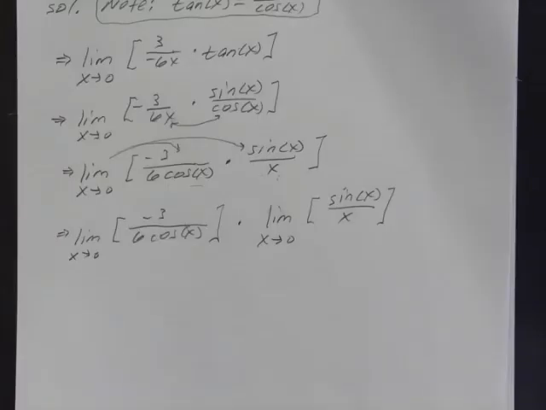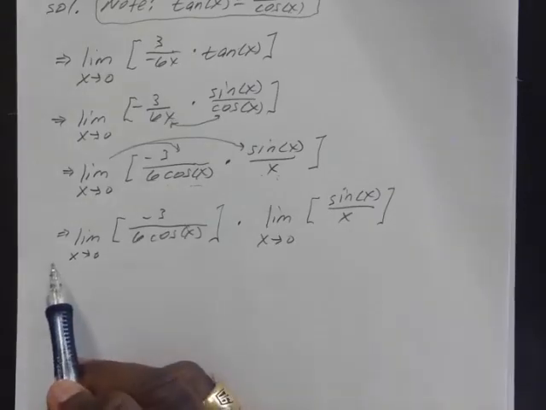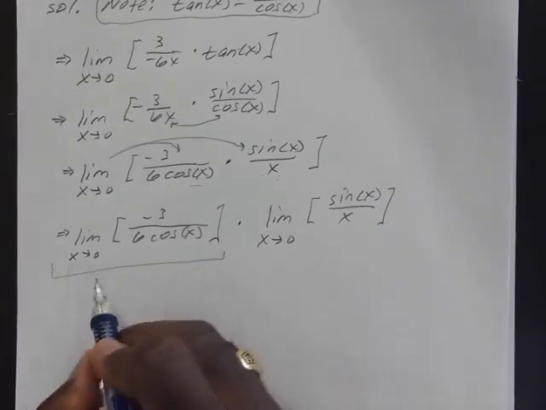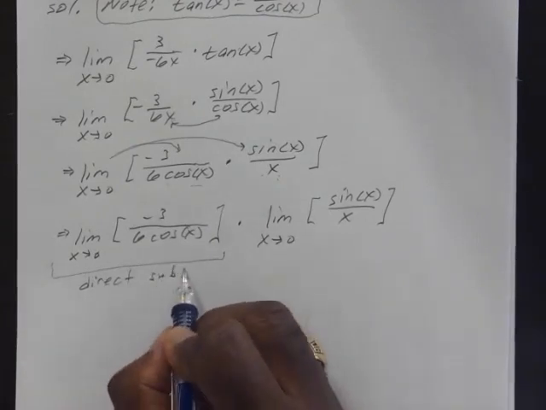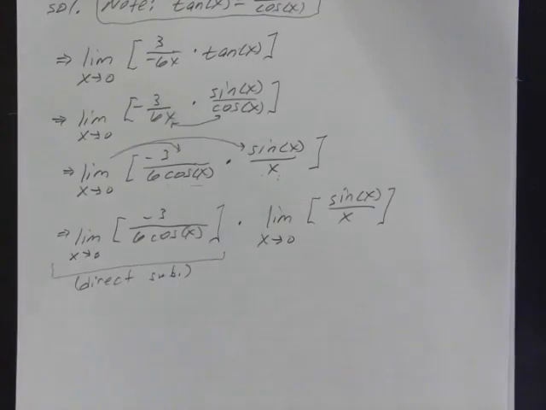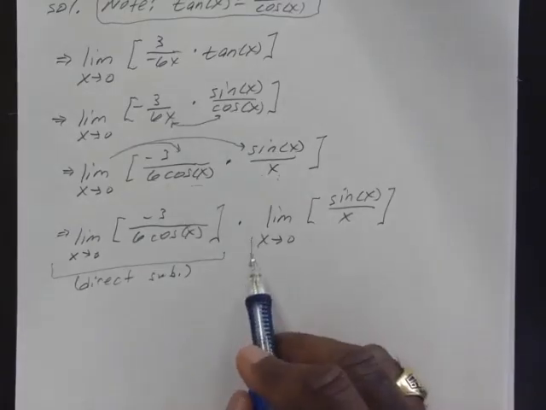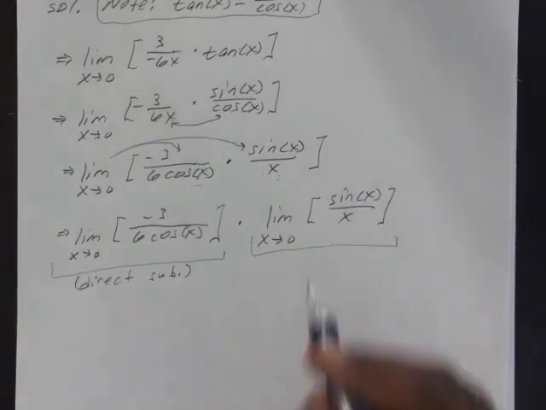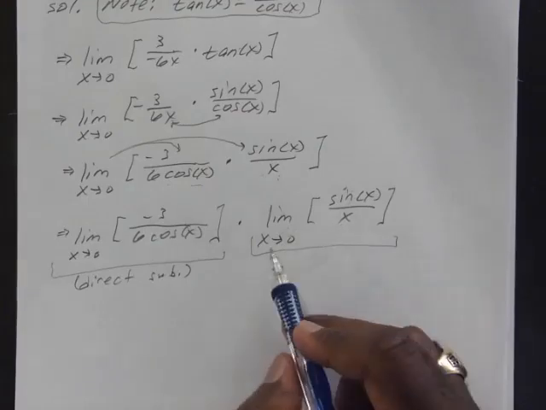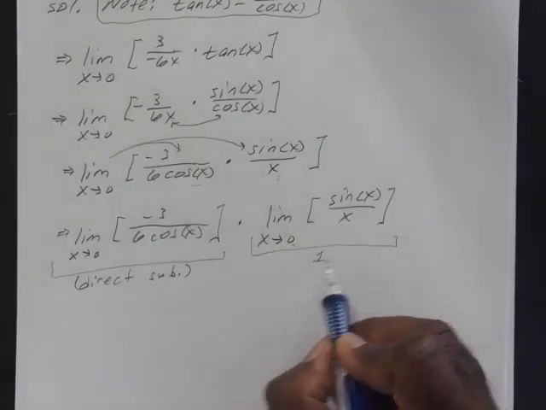Okay. Now with both of these, you can use different methods for solving, because this one, you can just use direct substitution. And this one, by these special trig limits, we know that the limit of sine of x over x as x approaches 0 is just equal to 1.